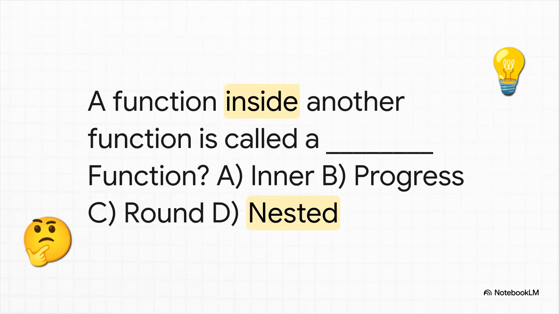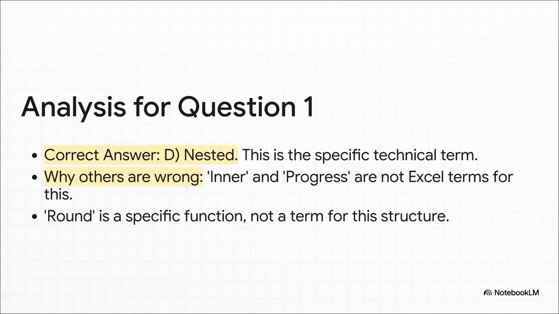All right, let's test your understanding with an exam-style question. A function inside another function, what do we call that? Is it an inner, progress, round, or nested function? So, the key takeaway here is that the correct answer is D, nested. That's the official term Excel uses, and it's the one you need to know for the test. The other choices are just there to confuse you. Inner and progress aren't real Excel terms, and round is just a different, specific function.